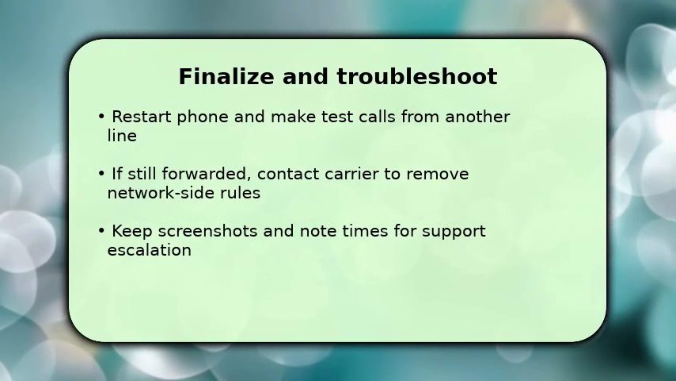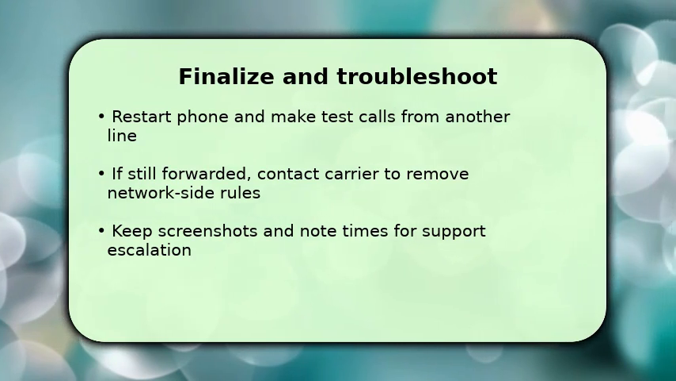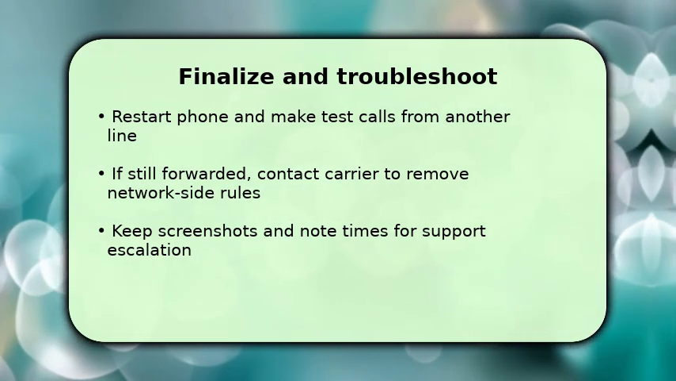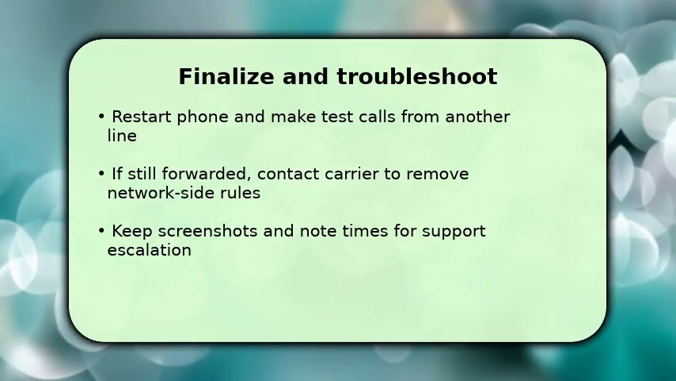To finish, restart your phone and place test calls from a different line to verify calls ring normally. If forwarding persists after reboot and UI shows disabled, it's likely a network-side rule.